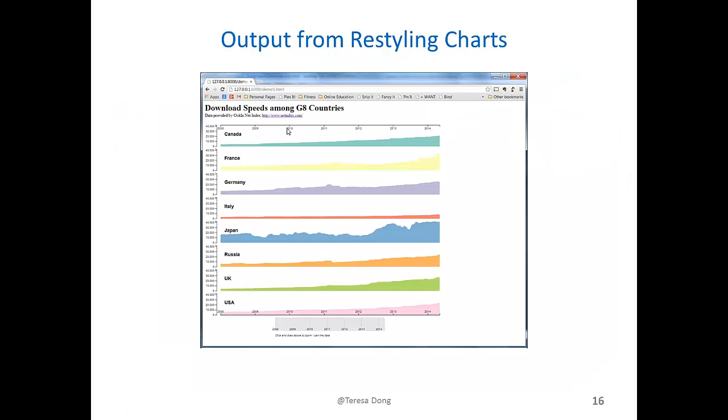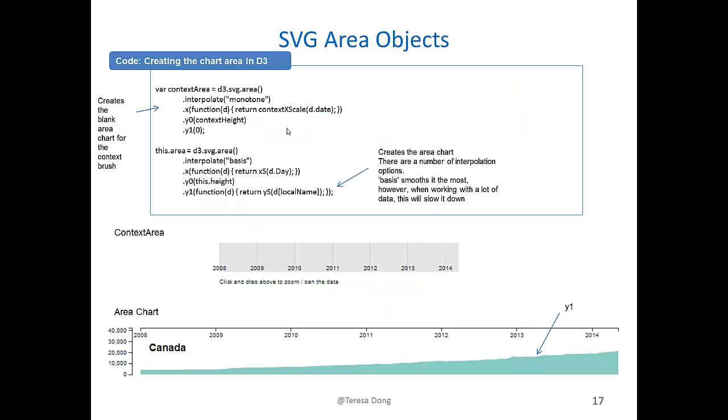On the next slide, you see the output from restyling the charts. In this chart, we recolored the old charts of France, Germany, Japan, and the USA with our new colors to make it more contrasting, and added classes for the new charts of Canada, Italy, and Russia so that they are now colored in. The next concept we'll cover are SVG objects.